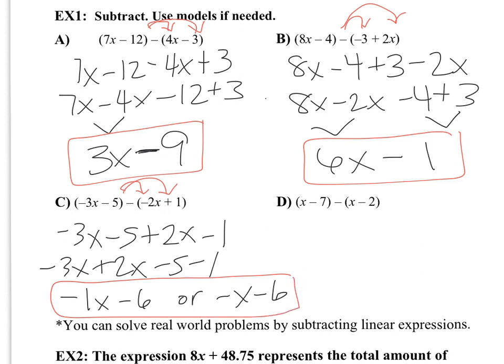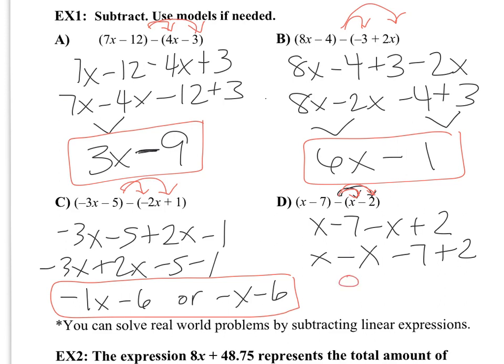And lastly, in part D, I'm going to distribute the negative to the x and then to the negative 2. So now I'm left with x minus 7, then negative x plus 2. And I rearrange: x minus x, then negative 7 plus 2. Now x minus x is actually 0, so they cancel each other out. And negative 7 plus 2 would get you negative 5. So 0 minus 5 is simply negative 5. And that is my final answer.